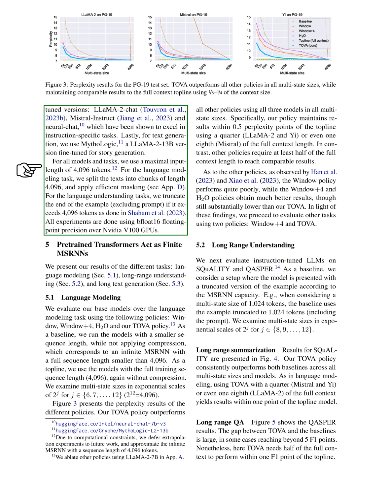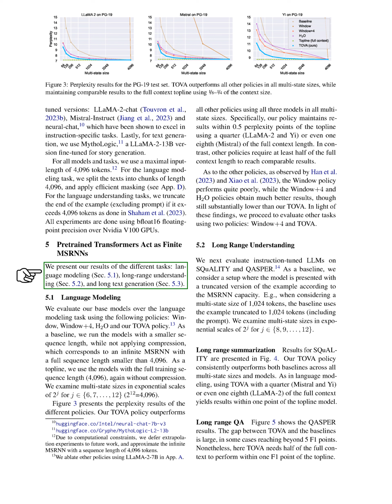Section. Pre-trained transformers act as finite MS-RNNs. We're here to share our findings on how pre-trained transformers behave like finite multi-state recurrent neural networks, MS-RNNs. We've tested this theory across various tasks: language modeling, long-range understanding, and text generation. Let's start with language modeling.